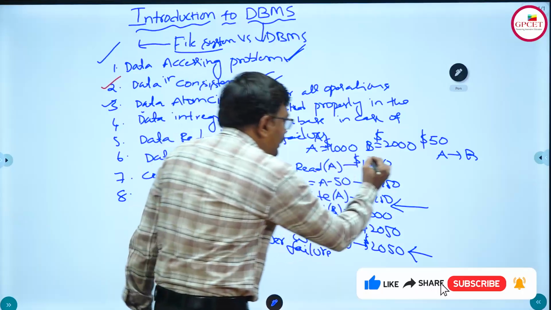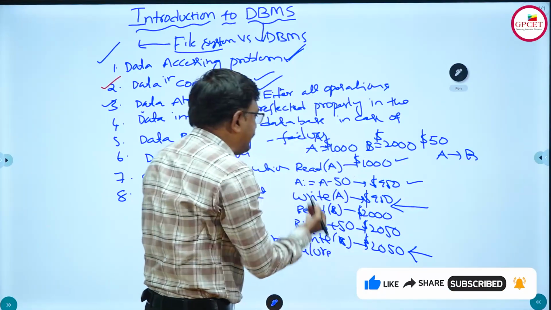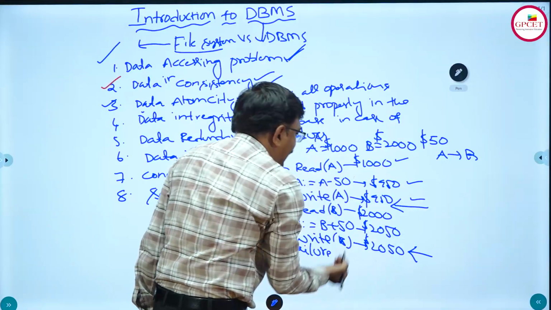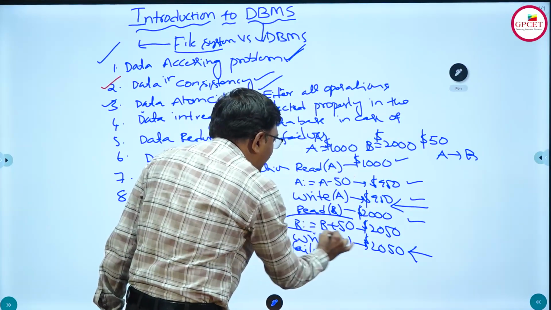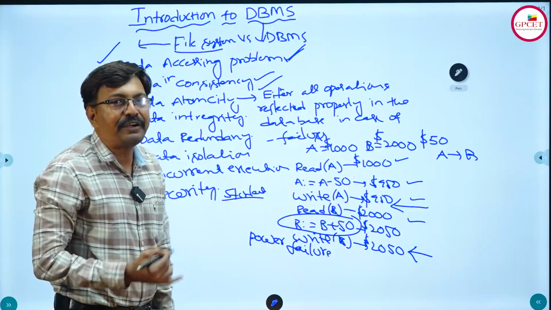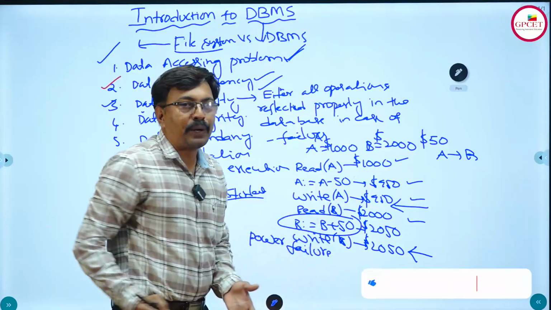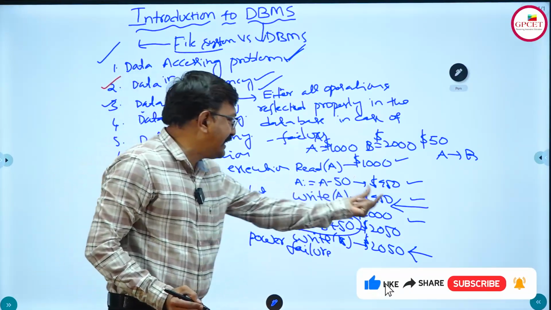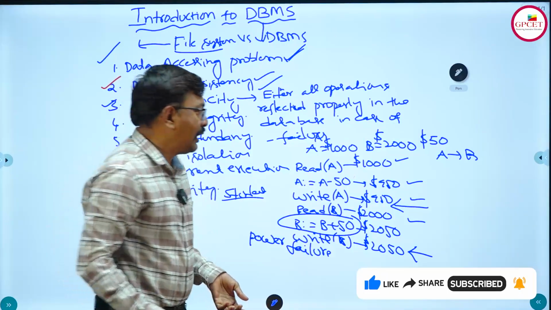What does account A have? $1,000. A equals A minus 50 is 950. Write A is 950, and B is 2000, and then we cannot add here. Why? Because a power failure occurs. Now, what is the previous case? That was the actual process. But what happened after the write A operation, before the write B operation? Suddenly a power failure occurs. And what happened here?